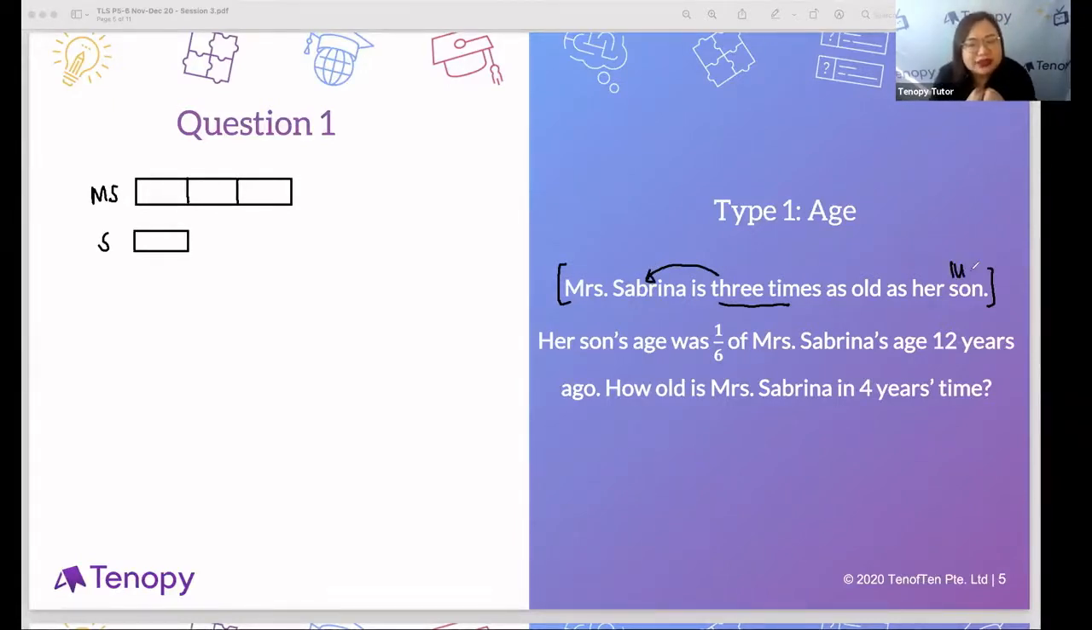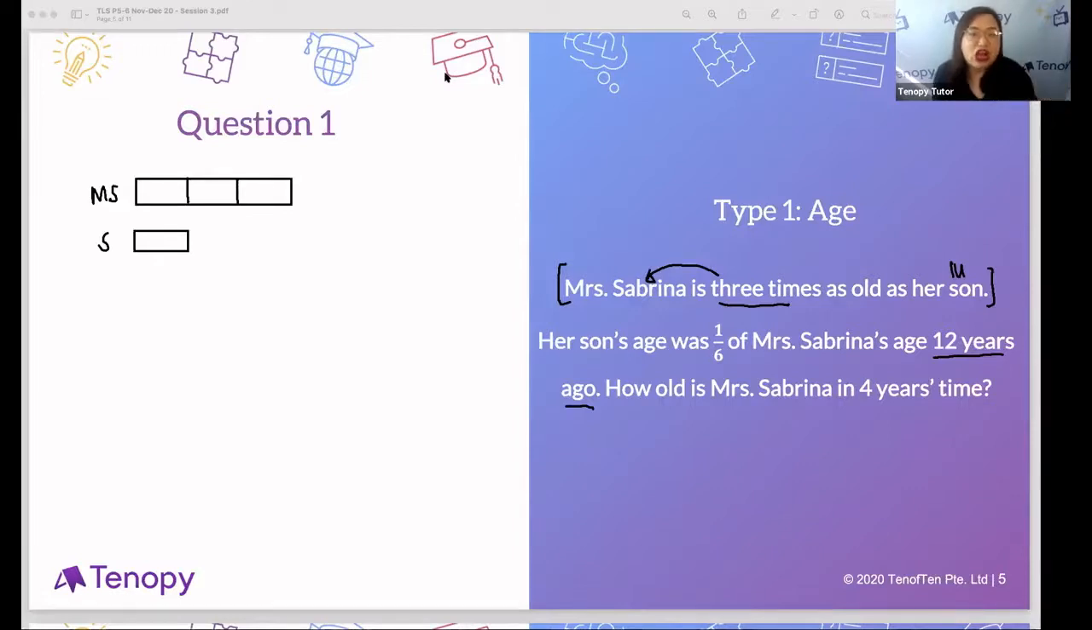Next, they say her son's age was 1 out of 6 of Mrs. Sabrina's age 12 years ago. I want all of you to focus on my model. I drew this model based on the difference between Sabrina and her son now. But if I want to draw 12 years ago, should I add more boxes to my model or should I cut? This is about 12 years ago. When I want to indicate 12 years ago in my model, should I add more boxes or cut away a portion of it? What do you suggest I should do?